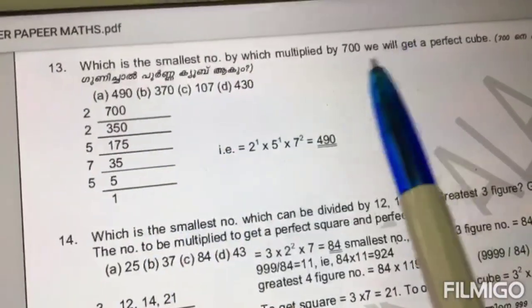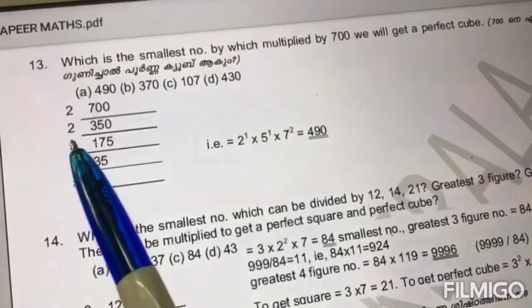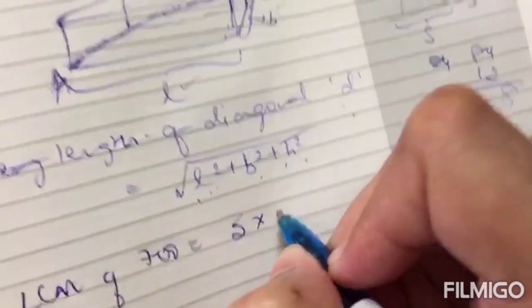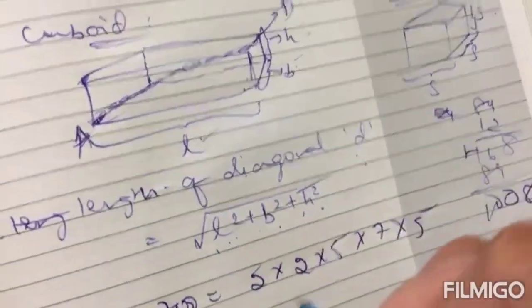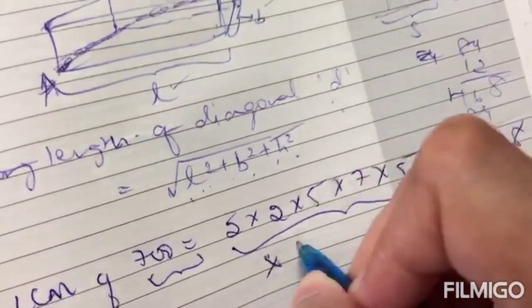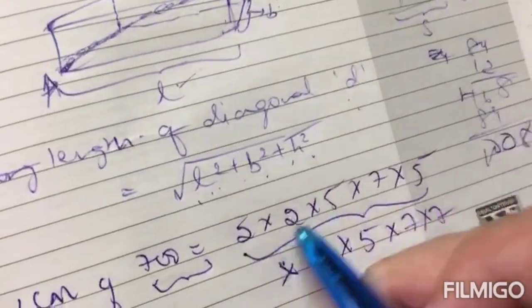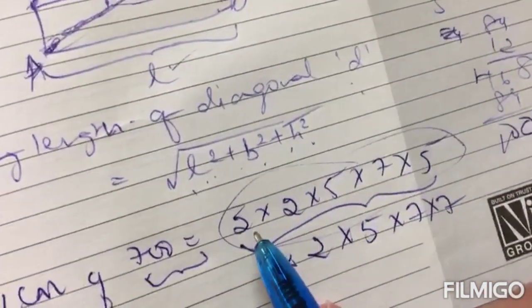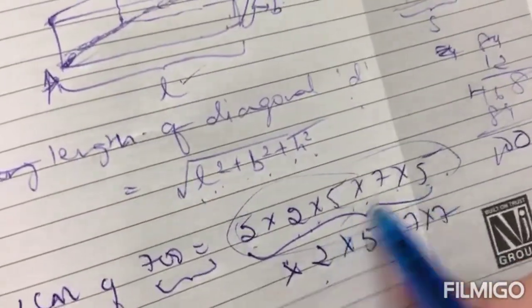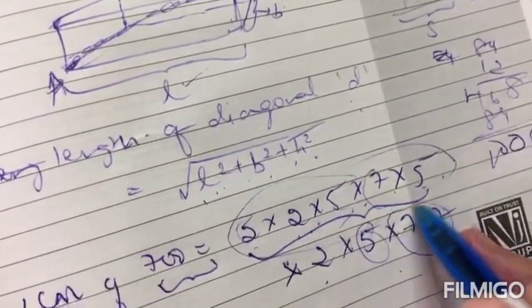In this case, first find the prime factors of 700. You will get 700 divided by 2 is 350, which further divided by 2 gives you 175, and so on. Now, you will see that 700 can be written as 2 into 2 into 5 into 7 into 5. In order to make it a perfect cube, we should have 3 of each of these factors. Now there are only 2 twos, so we have to multiply it by another 2. We have 2 fives, so we have to multiply by another 5. We have only one 7, therefore we have to multiply by two 7s.